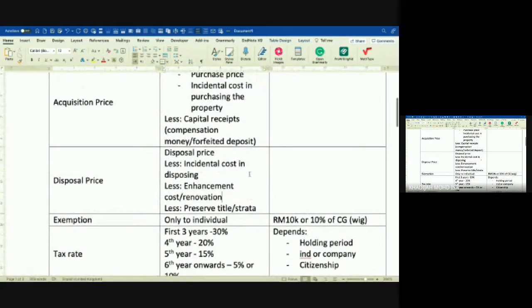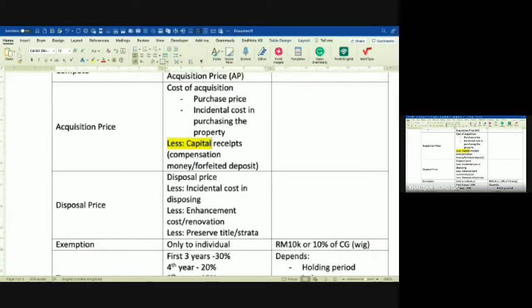The problem is, I think that with the acquisition price, most of the students do not minus your capital receipts. What they do is they add everything together. So it's wrong. You have to be very careful with your formula, because this is the formula based on the RPGT Act. You say that the capital receipt is deducted in arriving at the acquisition price, then you have to follow, right?